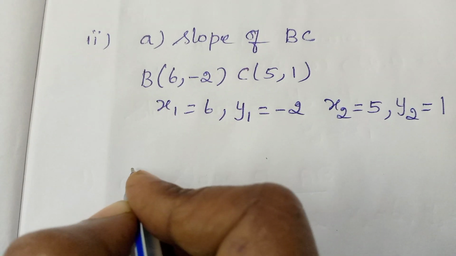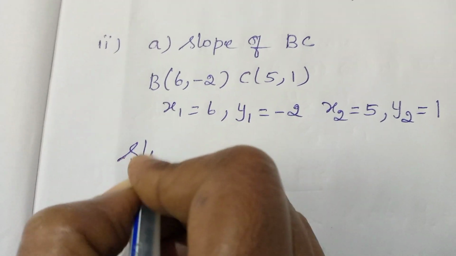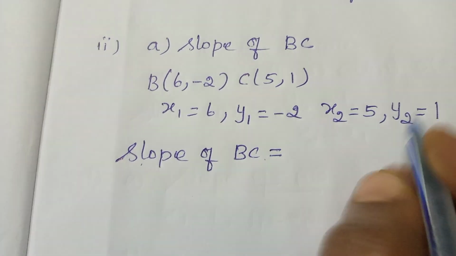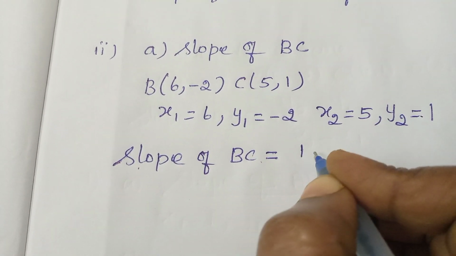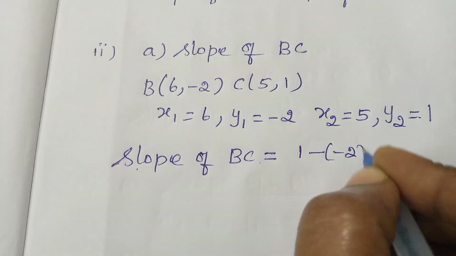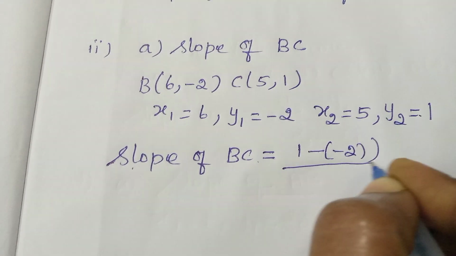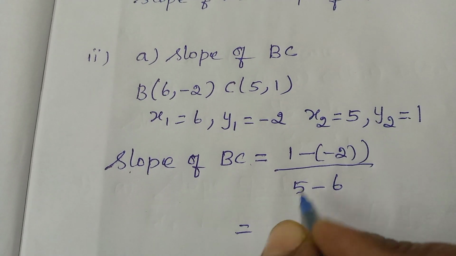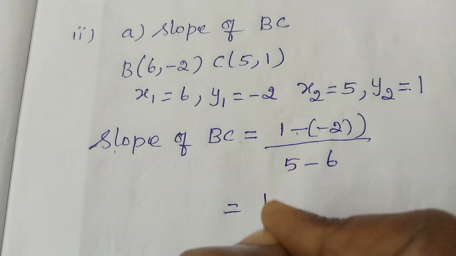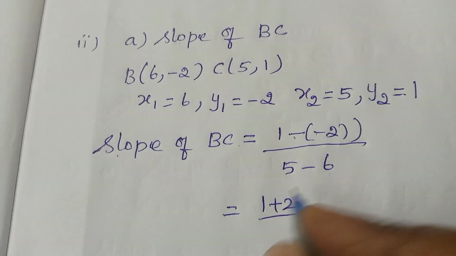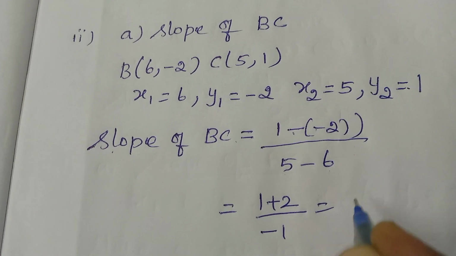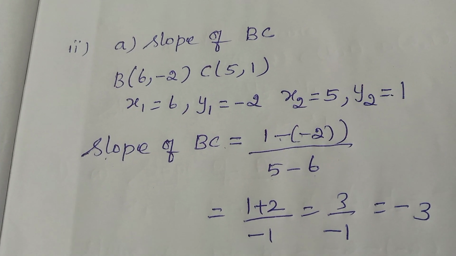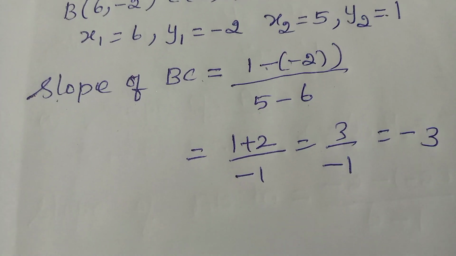So slope of BC equal to y2 minus y1, that is 1 minus minus 2, divided by x2 minus x1, that is 5 minus 6. Minus into minus is plus. So 1 plus 2 divided by 5 minus 6 is minus 1, that is equal to 3 by minus 1 equal to minus 3. Let us find out slope of AD.